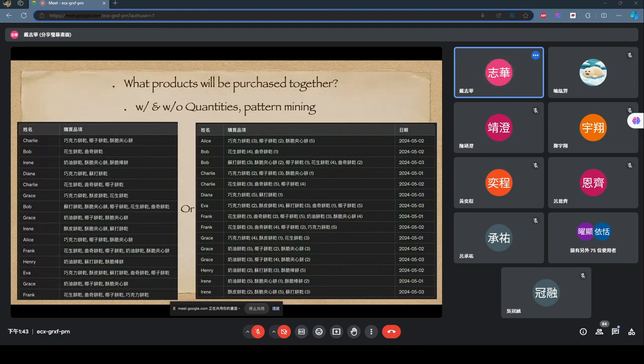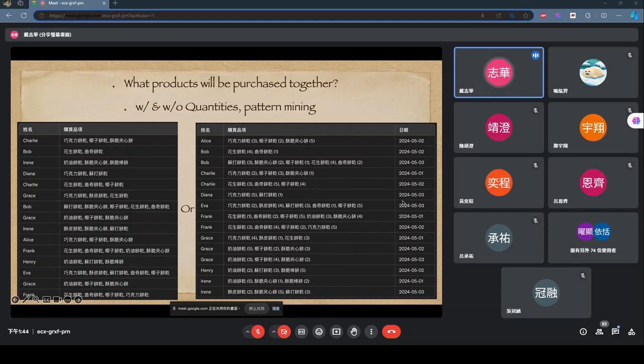Let me give you more examples using the retail data. Okay. For example, here, this is the transaction table. The customer and their purchased items, with product quantities and the date.